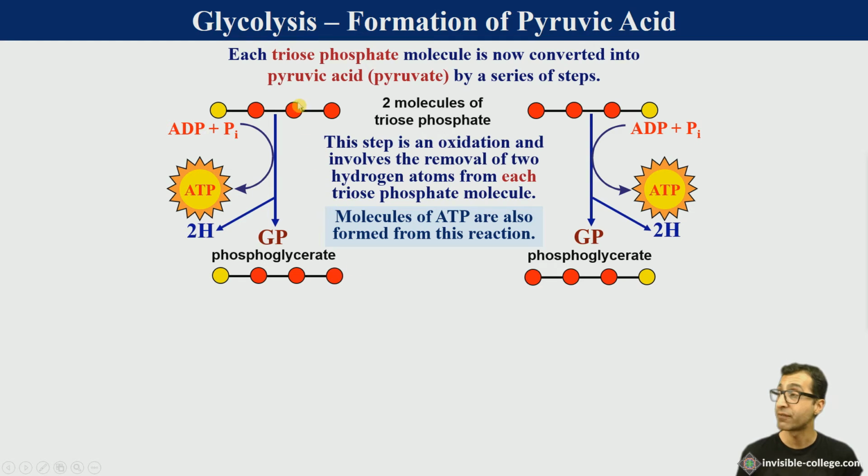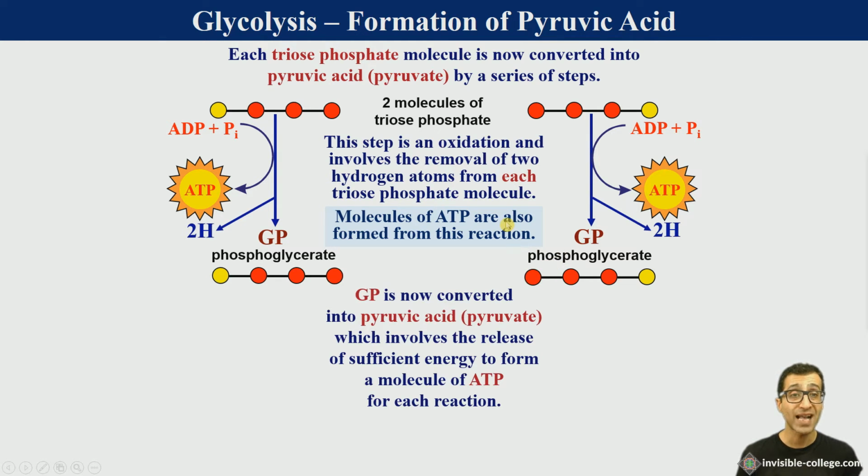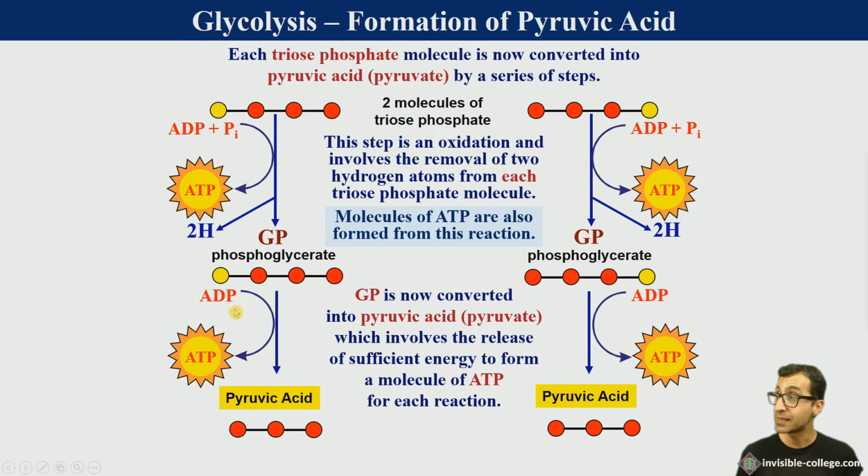So not only do we have 2 molecules of ATP being formed, we also have 4 hydrogen atoms being released by these 2 processes. Glycerate phosphate is now converted into pyruvate or pyruvic acid, and this again involves the release of sufficient energy to form another molecule of ATP per phosphoglycerate molecule converted into pyruvic acid. Again, there are 2 of these happening per single glucose molecule that we started with.